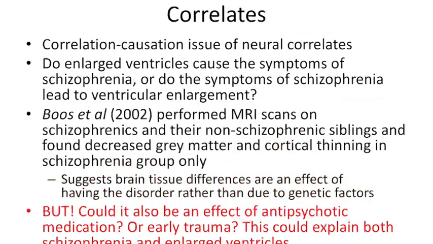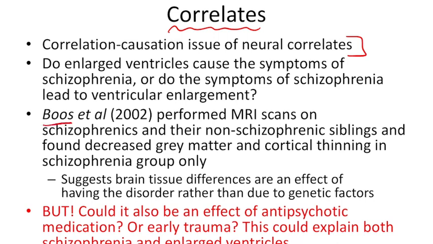And finally, we're going to look at the correlational nature of neural correlates. The clue sort of is in the name there. So here we've got another sort of fallacy. We need to really question, do enlarged ventricles cause the symptoms of schizophrenia, or do the symptoms of schizophrenia lead to ventricular enlargement? The mechanisms involved here are unclear.